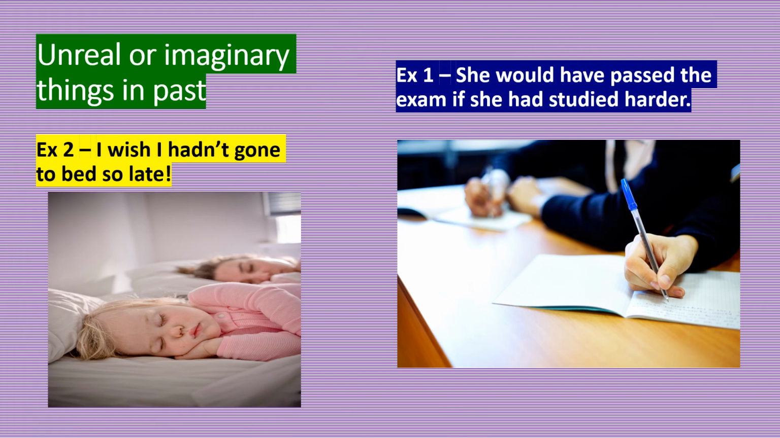Thirdly, it is used to talk about unreal or imaginary things in the past in the same way that we use the past simple to talk about unreal or imaginary things in the present. We use the past perfect to talk about unreal things in the past. This is common in the third conditional and after wish. For example, she would have passed the exam if she had studied harder. Or, I wish I hadn't gone to bed so late.